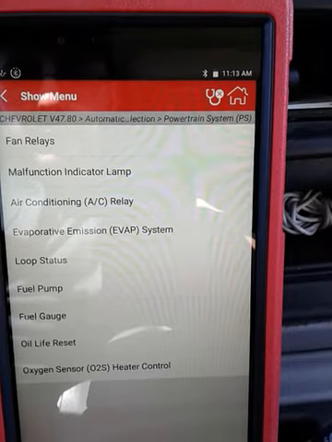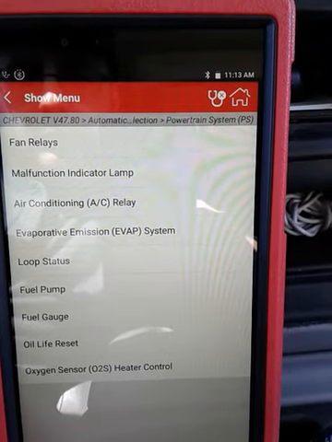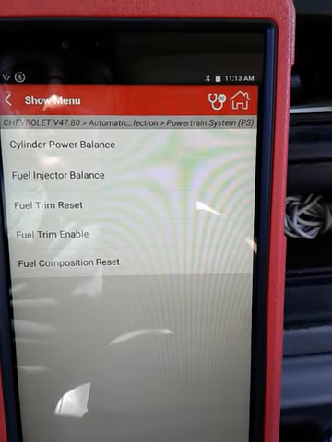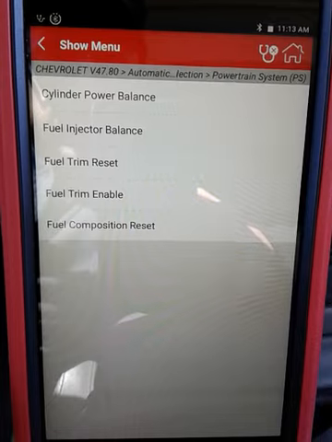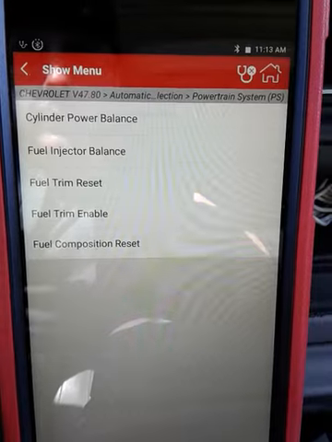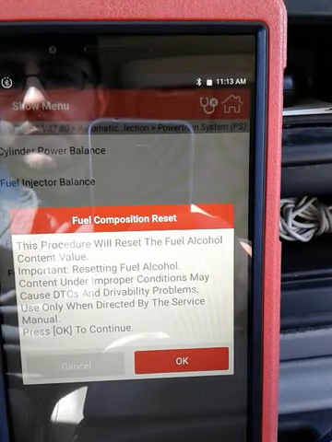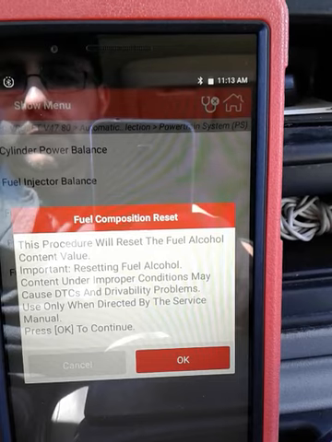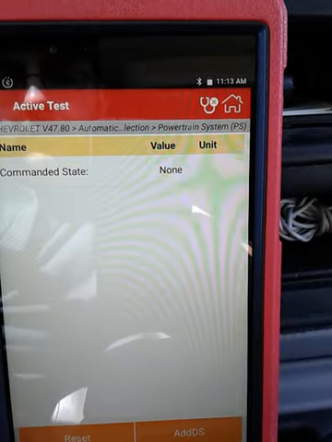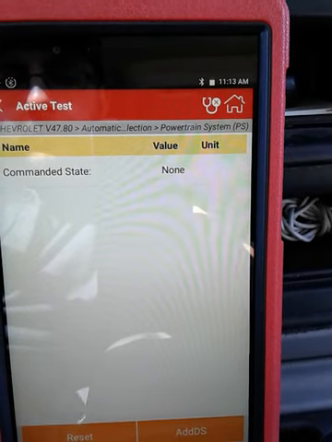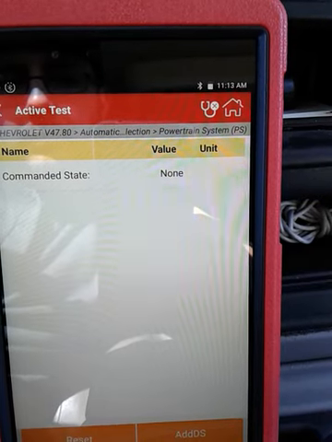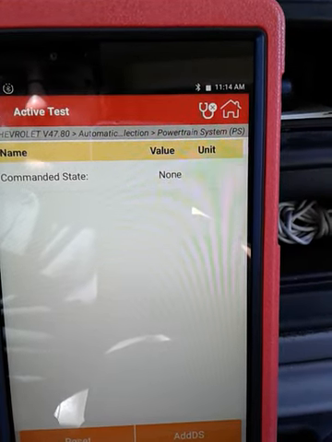So I guess on this scan tool, there's no option to do it. It's probably on the fuel system. There you go. It's actually called fuel composition reset. So I'm gonna go ahead and do it. So here we go. So it shows that this vehicle is reset now.